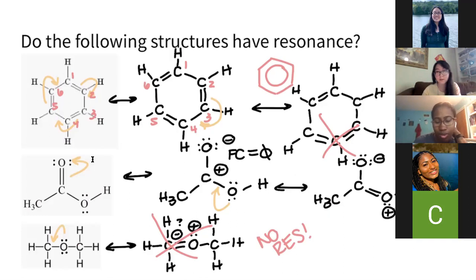So like when you're creating the resonance structure, the first thing you should look for is a double or a triple bond, and then you move it. Yeah, perfect. I think that's a good way to do it.